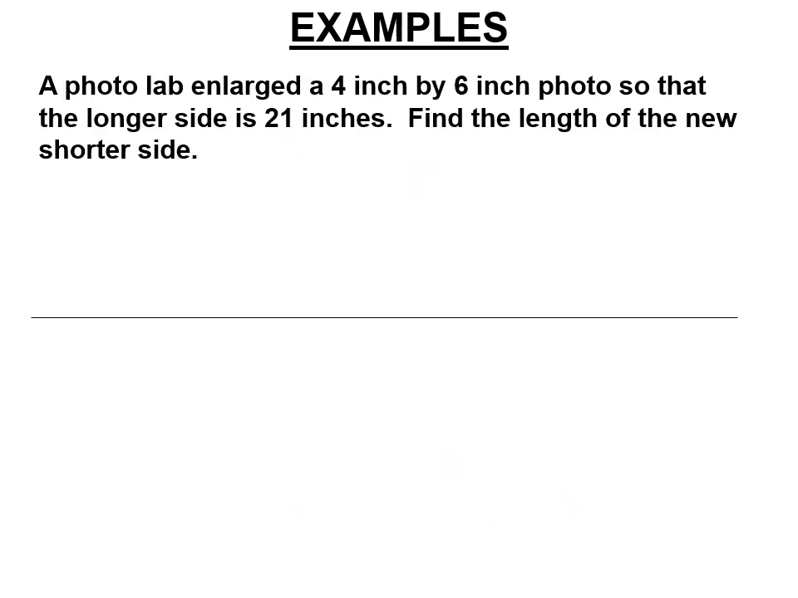A photo lab enlarged a 4-inch by 6-inch photo so that the longer side is 21 inches. Find the length of the new shorter side. All right, so once again, inches isn't going to be helpful. This is where we want to use short. 4 has the smaller one, has to be the short side, and 6 has to be the long side.